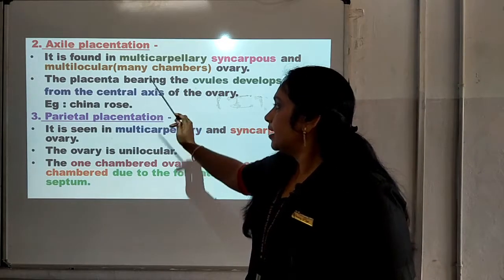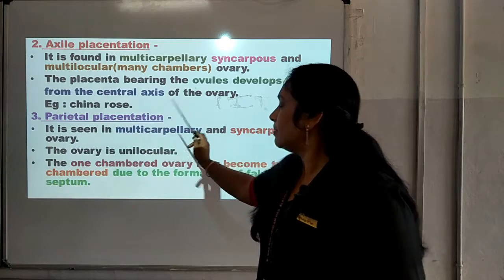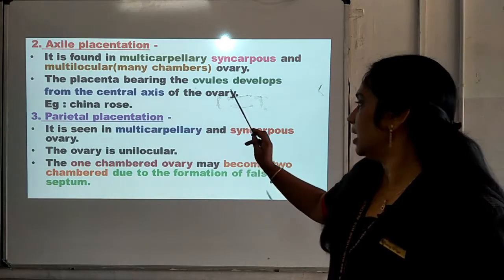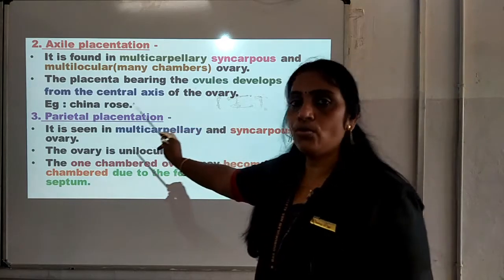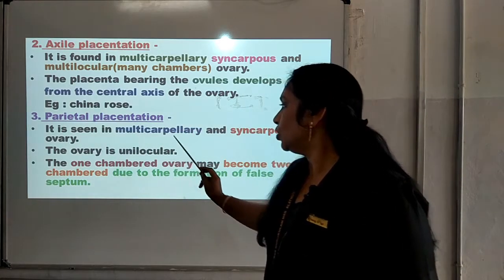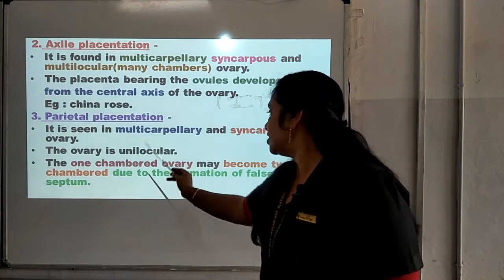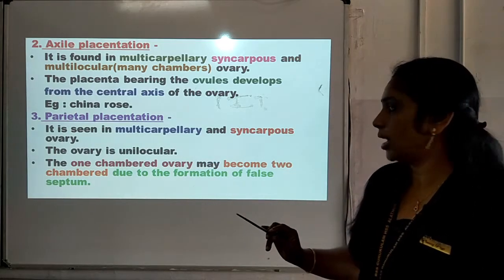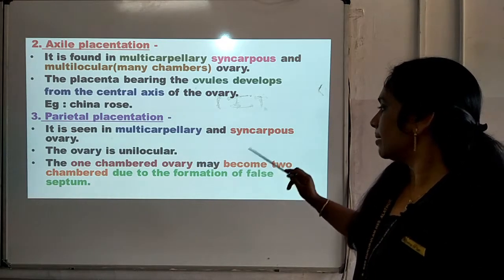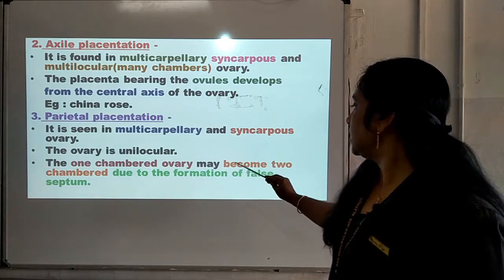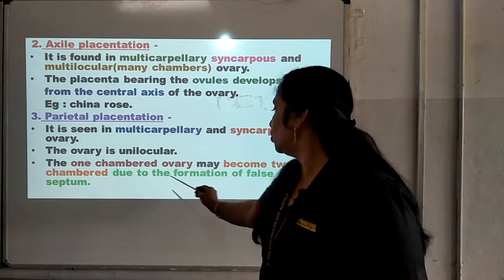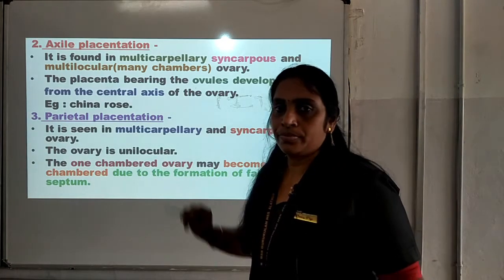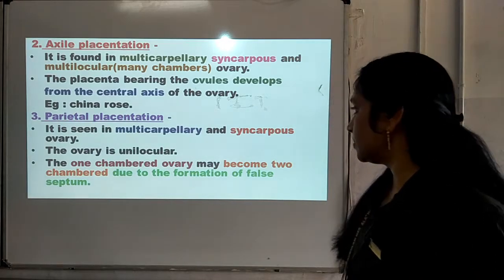An example is China rose. Third one is parietal placentation. It is seen in multicarpellary and syncarpous ovary. Here the ovary is unilocular, that is, one chambered, and sometimes it will be seen as two chambered due to the formation of a false septum. So, that is related to parietal placentation.